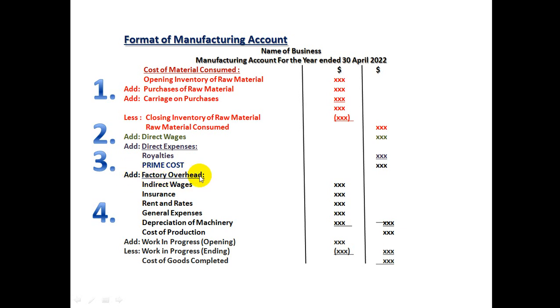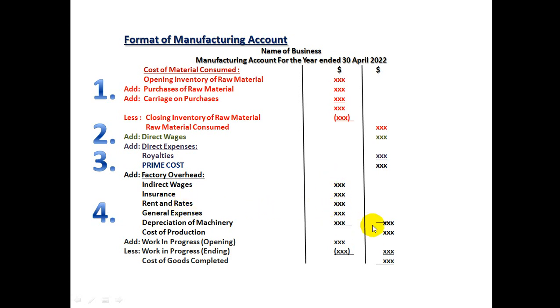We will give the heading of factory overhead, and under this heading we will write all indirect expenses which are used in production of the product. Basically, the examples in FOH or factory overheads are indirect wages, insurance, rent and rates, general expenses, and depreciation of the machinery which is used in production. If there are any expenses which are not linked with the factory and they are about the administration or the office, they will be ignored and not taken in FOH. Only the factory indirect expenses will be listed here.